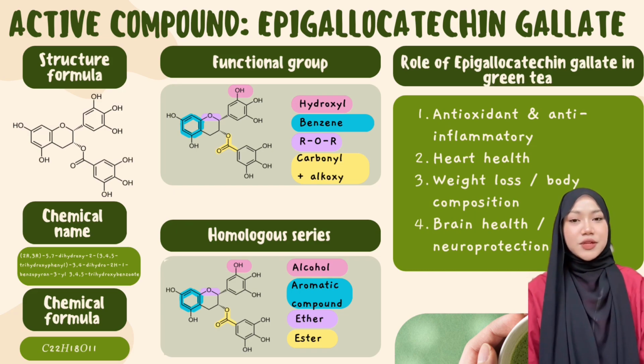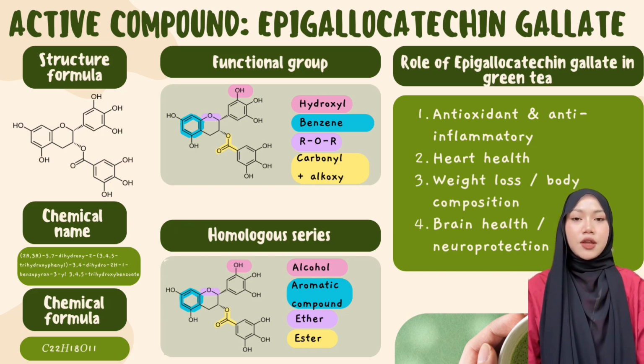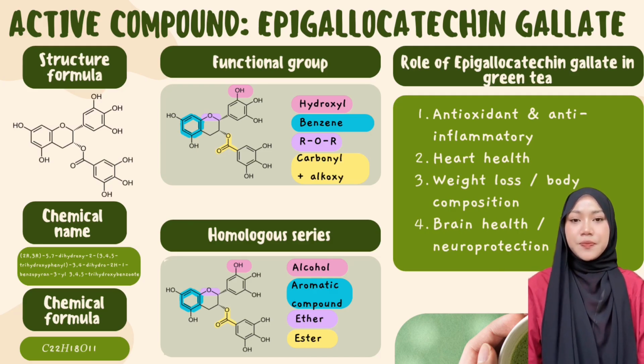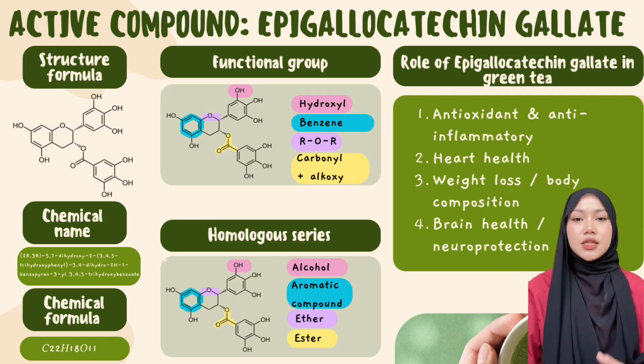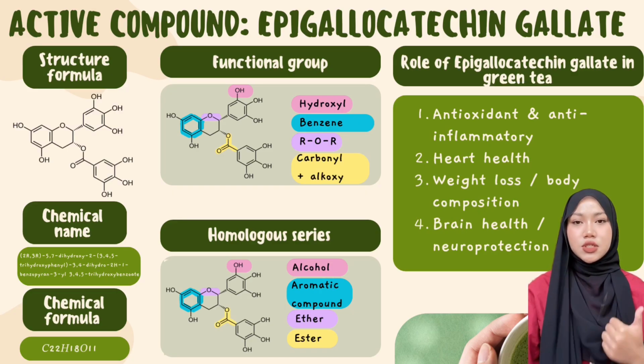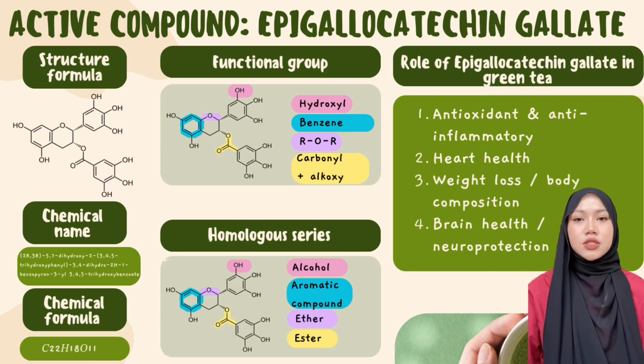Hi, I will present about an active compound called epigallocatechin gallate, commonly called EGCG. EGCG is a major bioactive compound in green tea and a key molecule in nutrition and medicinal chemistry. In this slide, I will explain its structure, chemical name, chemical formula, functional group, homologous series, and role of epigallocatechin gallate in green tea. First, I will start with the chemical structure of EGCG.